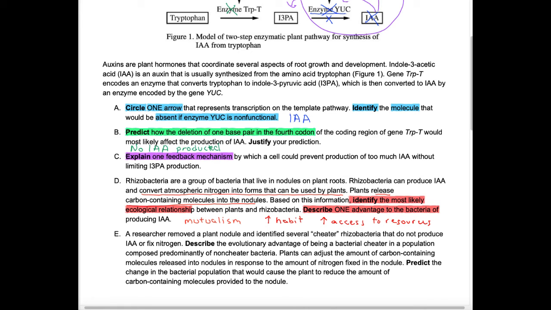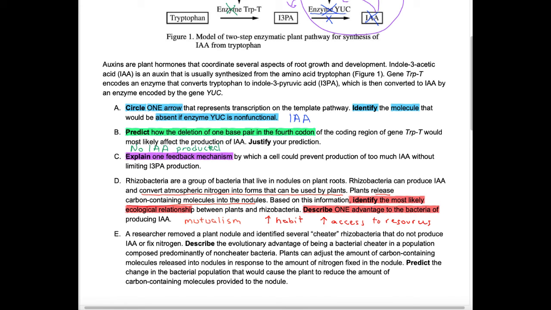Let's move into the very last part, Part E, and see what that has to say. Our researcher removed a plant nodule and identified several cheater rhizobacteria that do not produce IAA or fix nitrogen. Describe the evolutionary advantage of being a bacterial cheater in a population composed predominantly of non-cheaters. Plants can adjust the amount of carbon-containing molecules released into nodules in response to the amount of nitrogen fixed in the nodule. Predict the change in the bacterial population that would cause a plant to reduce the amount of carbon-containing molecules provided to the nodule.